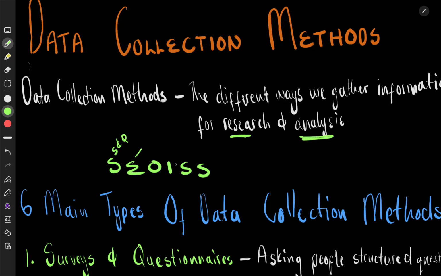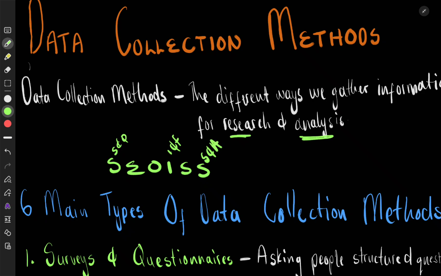Then this I is for interviews. Then this S is for secondary data. Then this other S is for sensors and automated systems. So here you can say interviews and focus groups. That is for I. I is I and F. Interviews and focus groups. Then sensors is sensors and automated systems.